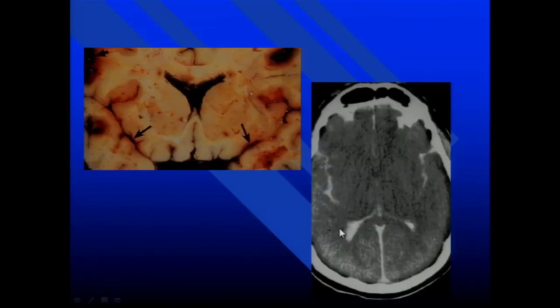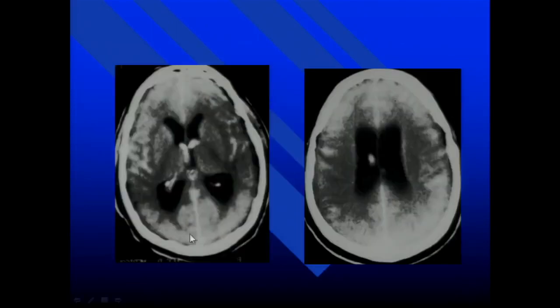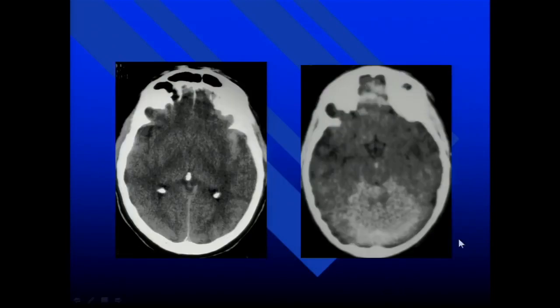Here I can see it in the sylvian fissure. There's also intraventricular blood here. This can lead to hydrocephalus, in particular from intraventricular blood blocking the foramen of Monro in this case, or from obstruction of the Pacchionian granulations over the cerebral convexities, you can get a communicating hydrocephalus as well from subarachnoid blood.